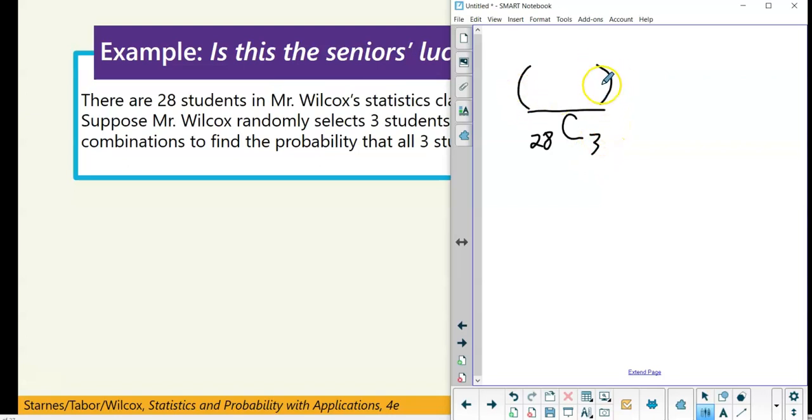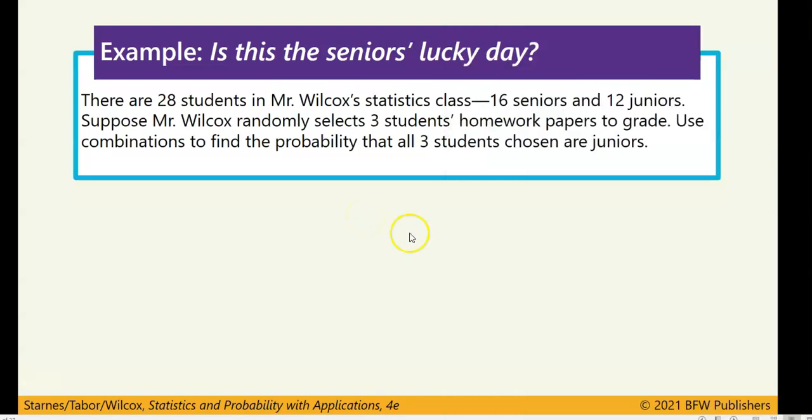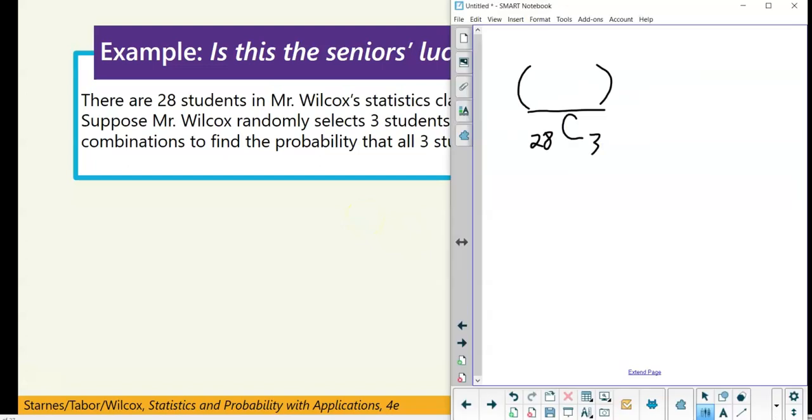But up top, there's 12 juniors, right? So we want to pick 12, choose 3 of them, because we want all of them to be juniors. So this is juniors up top. If it makes more sense to you, you could do seniors here: there would have to be 16 seniors, but we want to choose 0 of those. That part is equal to 1, so it's not going to affect your calculation. You don't have to include that.